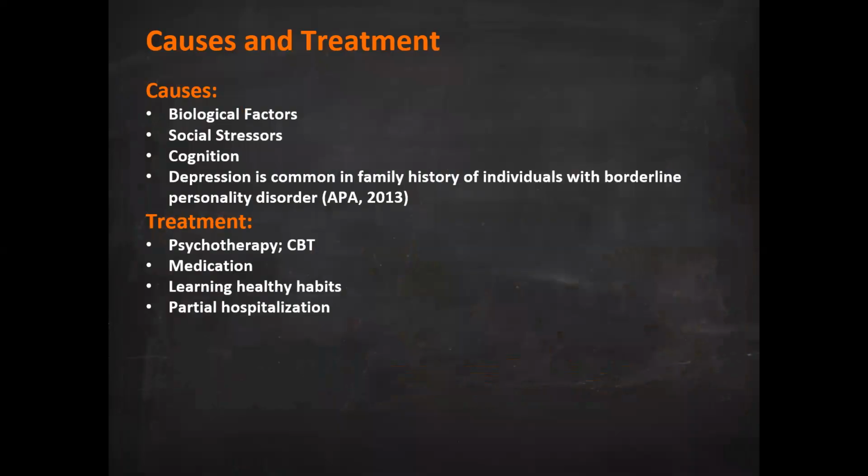Causes to consider for borderline personality disorder are biological factors, social stressors, cognition, and also shows that depression is common in family history of individuals with borderline personality disorder. Treatments would consist of psychotherapy, CBT, medication, learning healthy habits, and partial hospitalization.